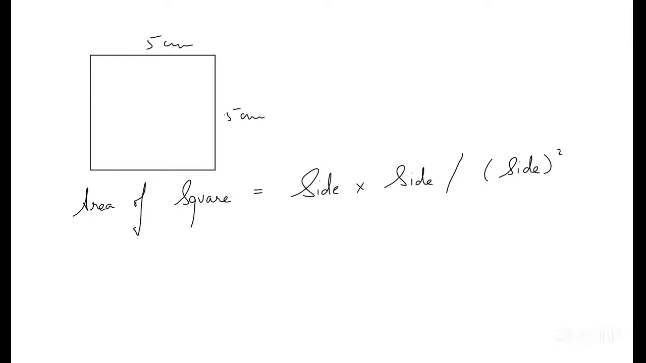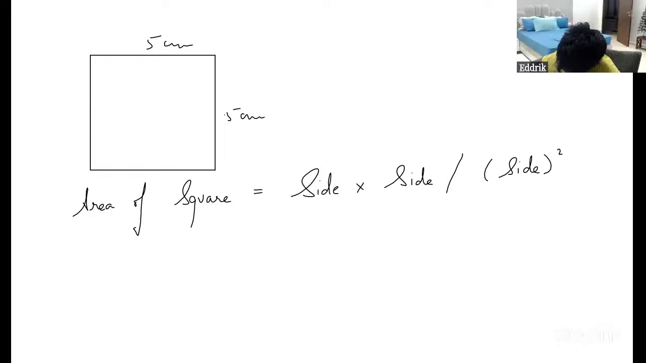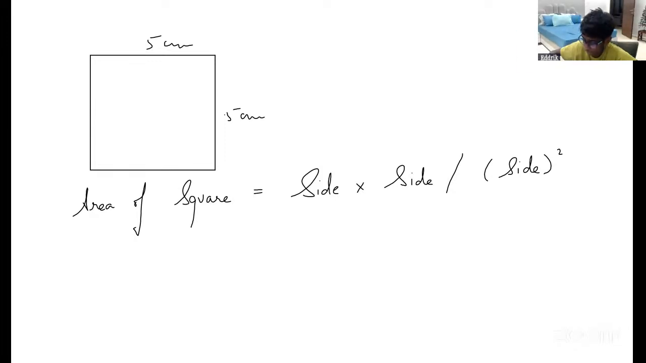You can say length into breadth because a square doesn't have two different things. For a rectangle, the length and breadth are two different things.